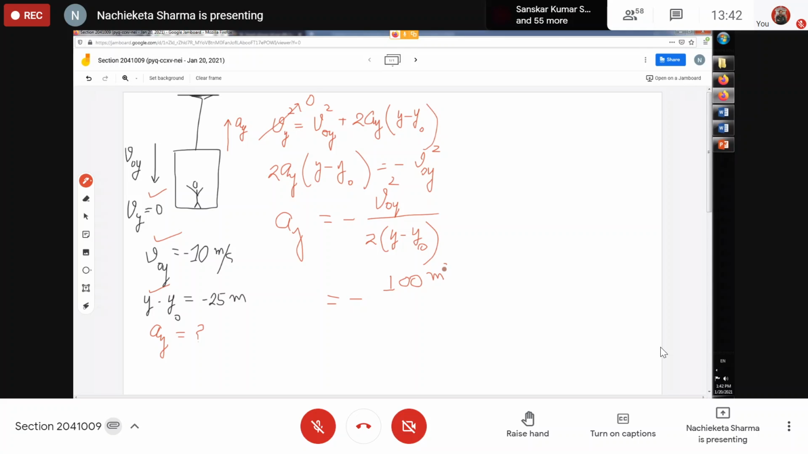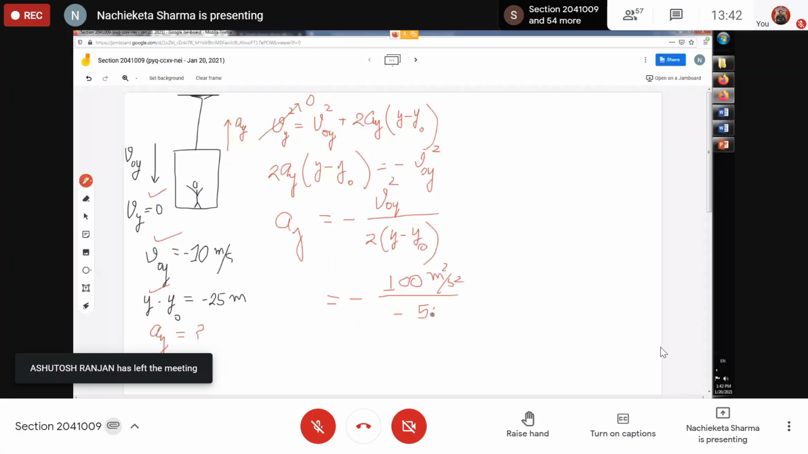Let us calculate the denominator. y minus y naught is minus 25. So minus 25 into 2 is minus 50, and there is a minus, so minus minus plus, and I will get 2 meter per second square. If I do the algebra, 100 by 50 is 2. So my acceleration is positive, and my guess is right that the acceleration should be positive.